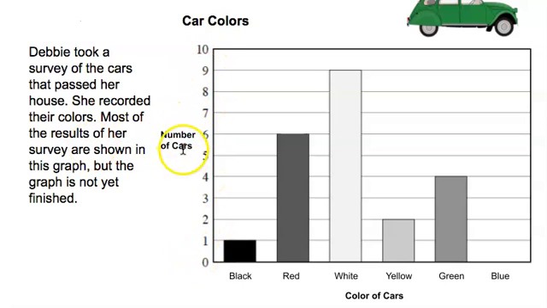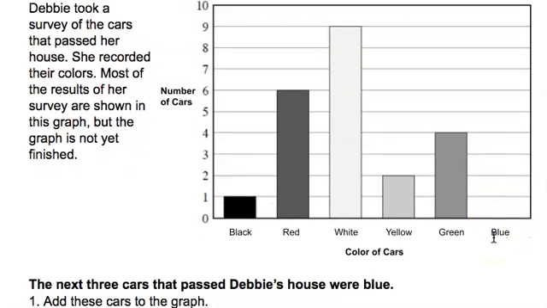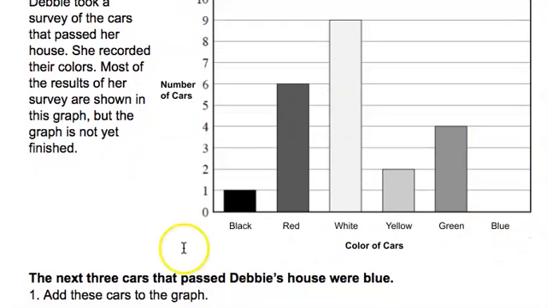On the y-axis, it has the number of cars, and on the x-axis, it has the color of cars. So here's how many cars represent black, red, white, yellow, green, and then blue is not in there yet. You'll notice that the first question has to do with blue. It says the next 3 cars that passed Debbie's house were blue. Add these cars to the graph. So you're going to draw 3 cars that passed Debbie's house on the blue section.